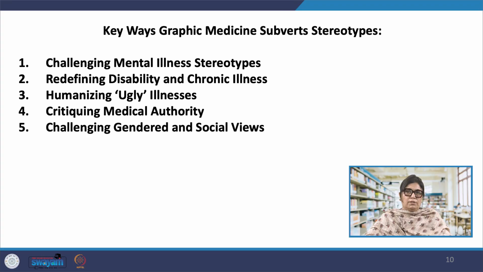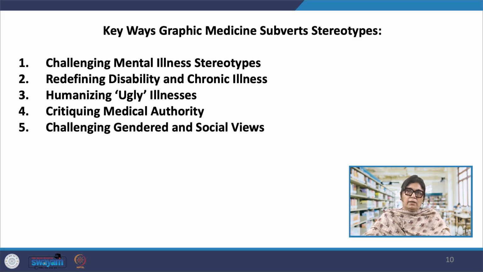Graphic medicine, the intersection of comics and healthcare, actively subverts medical and social stereotypes by using personal visual narratives to challenge dominant, often dehumanizing depictions of illness. Through autobiographical comics, pathographies, creators directly counter stereotypes surrounding mental illness, cancer, and disability, reclaiming their identities from clinical, reductive discourses. Now, key ways graphic medicine subverts stereotypes, and the first point is challenging mental illness stereotypes.